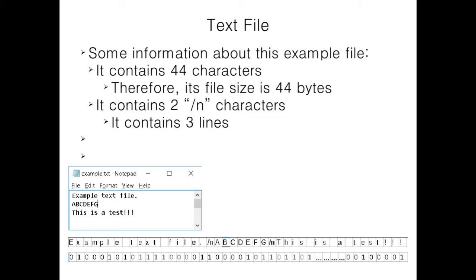If you count the number of characters in this text file, you may count that there are only 42 characters, starting from the capital E and ending with the exclamation mark. The reason is that it also contains 2 special characters, 2 escape sequences representing 2 new line characters, at the end of the first line and at the end of the second line. So there are 2 hidden characters, the 2 new line characters. This example contains 42 characters plus 2 escape sequences. Therefore, it has 44 characters and 44 bytes.